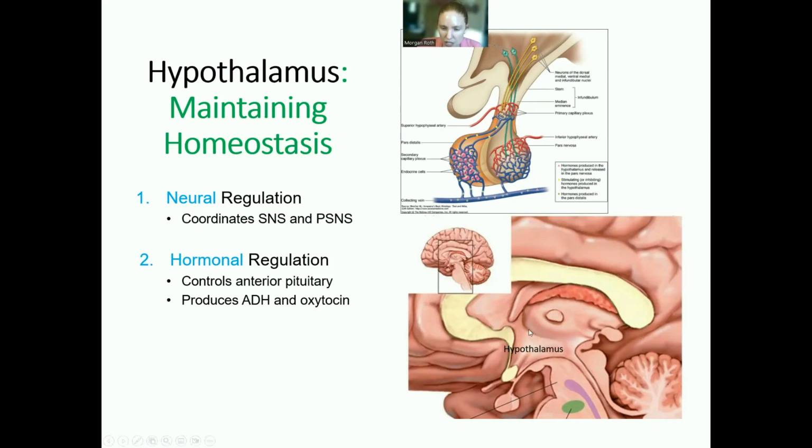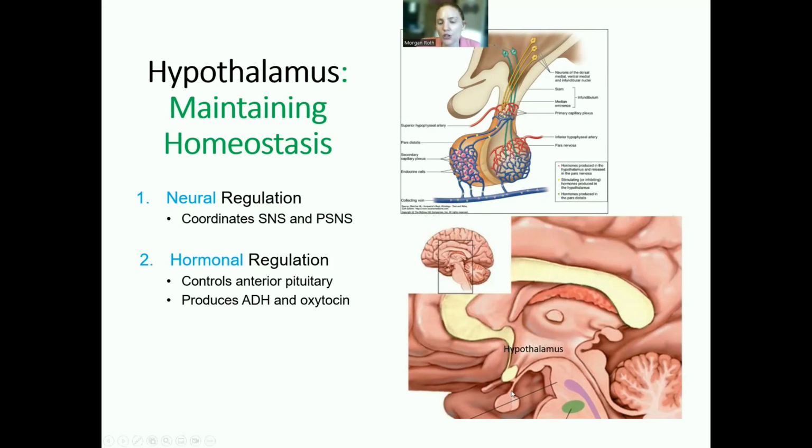Here's the thalamus. Here is the hypothalamus below it. Coming off of the hypothalamus, there's this little stalk called the infundibulum. Coming off of that is the pituitary, and the pituitary is a gland. It's sometimes referred to as the master gland of the body because it secretes hormones that regulate other tissues in our body.